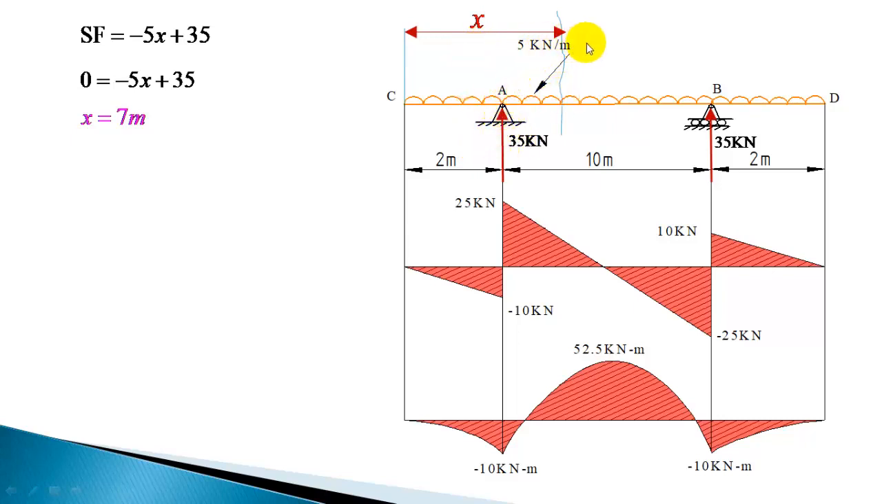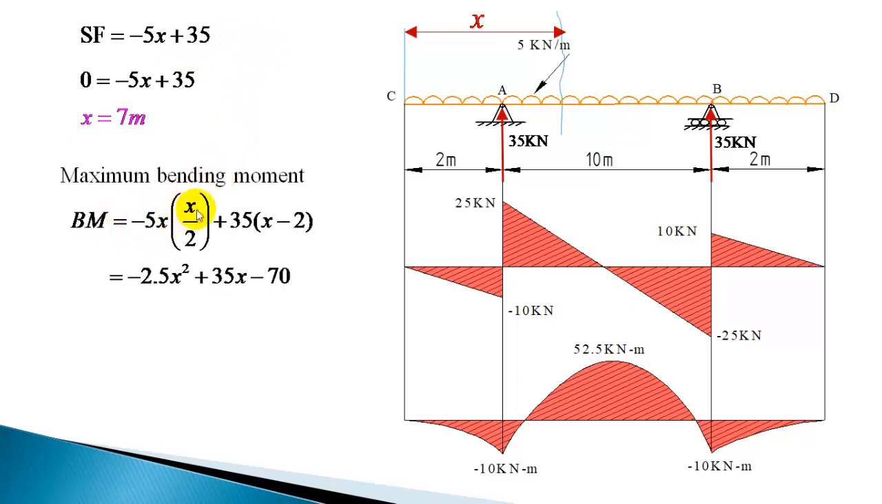Now 35 will produce a clockwise moment, plus 35 is already there. Now only the distance you should multiply. The distance is, overall it is x, you should subtract 2. So that will give this distance as x minus 2. So 35 into x minus 2. So minus 5x into x by 2 plus 35 into x minus 2, that will give the bending moment for that section. Now you can reduce this into minus 2.5x squared plus 35x minus 70.